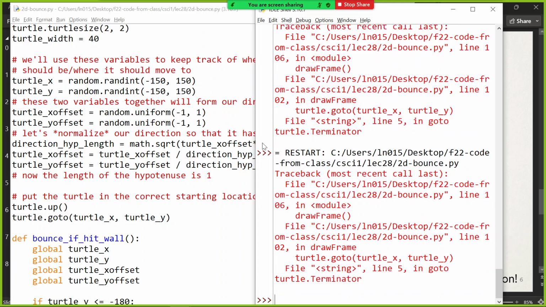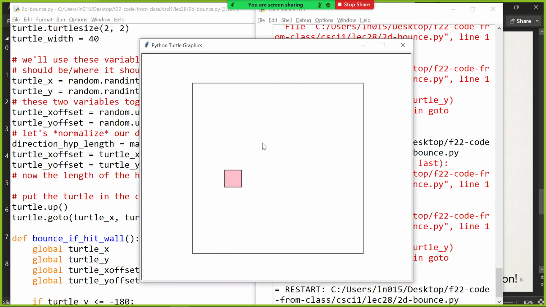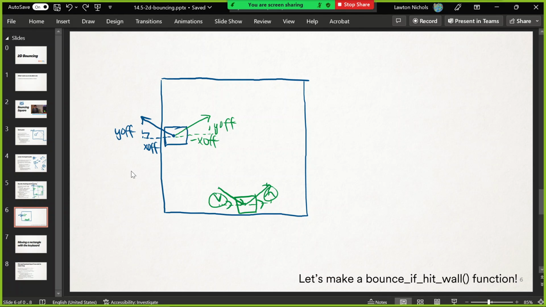Back to how it was. So that's a fun program that we just wrote. Very complicated, but we planned it out and we wrote it together. Bouncing off the walls. Are we good with this one?